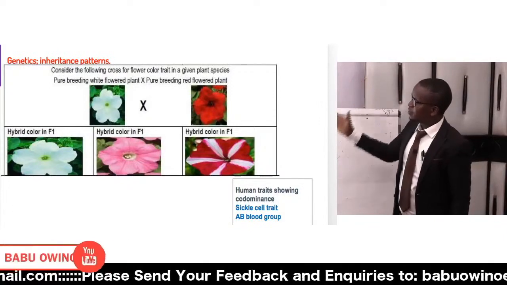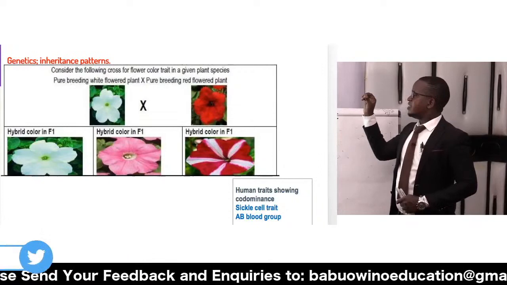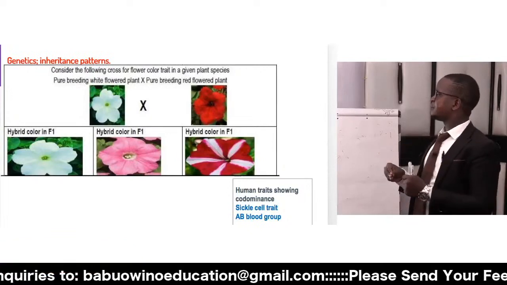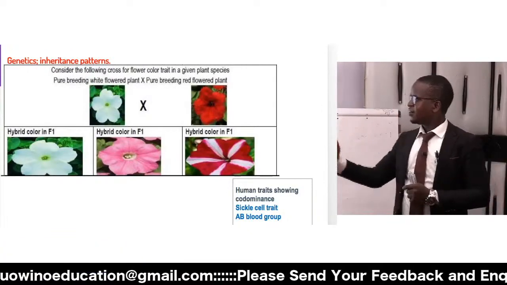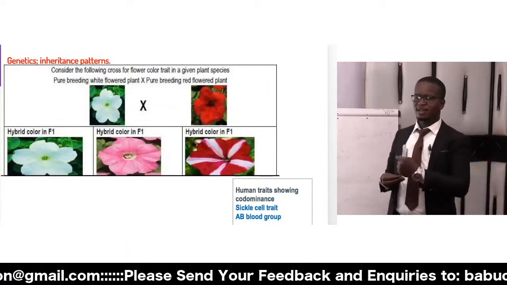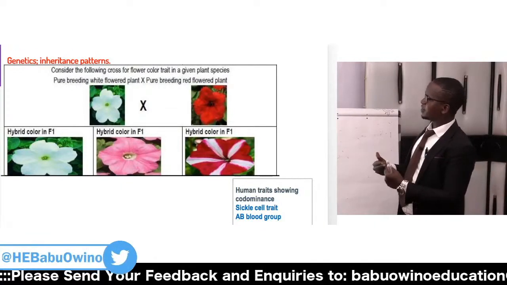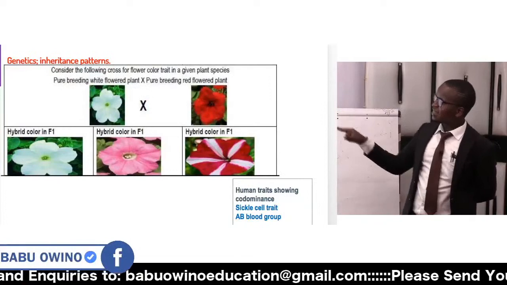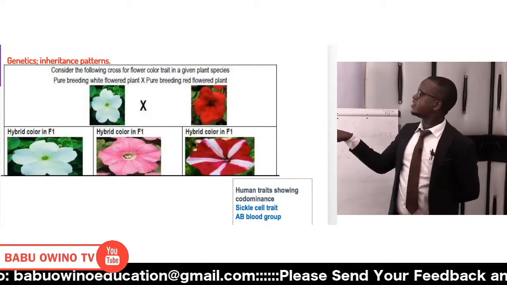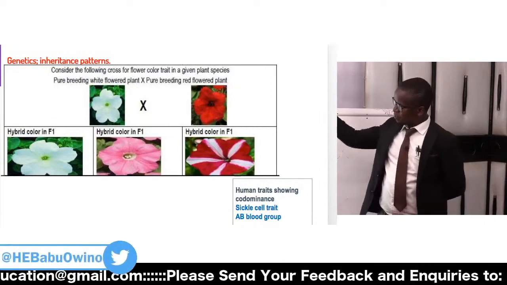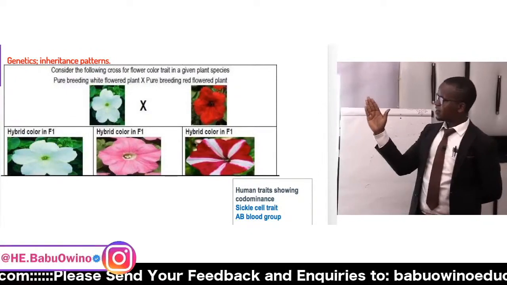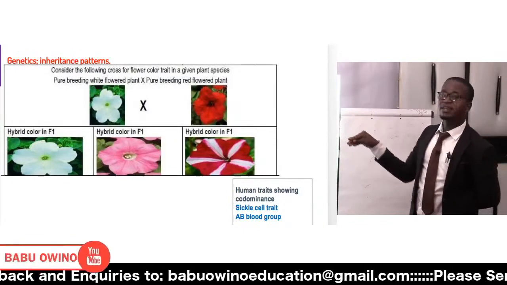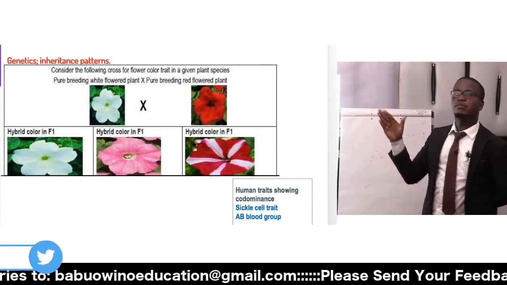So what is the difference between codominance and incomplete dominance? In incomplete dominance, the parental alleles or the parental genes interact in a way that gives an intermediate color of the parental traits. It's like the alleles interact in a way that gives us an offspring with a color that is like a blend of the parental traits. So you can see, in the case of incomplete dominance, there is a third phenotype being introduced here. In the parental generation, we have two phenotypes, white flowered and red flowered. But now in the F1 offspring, we have a third phenotype being introduced. That is a case of incomplete dominance.